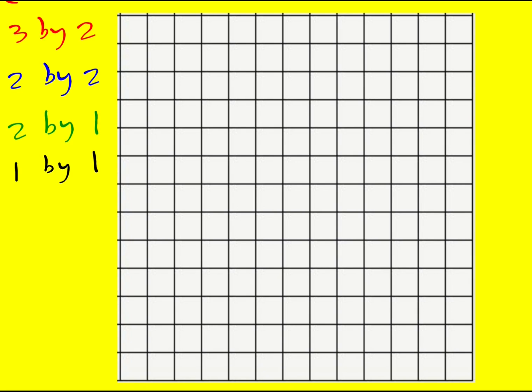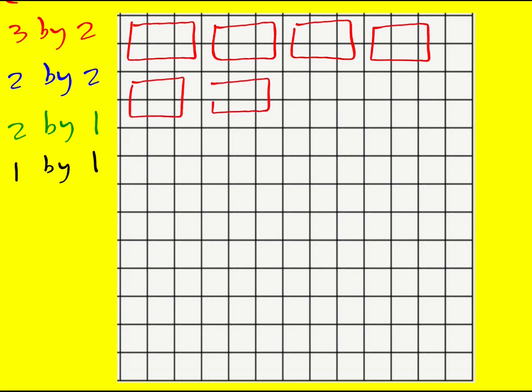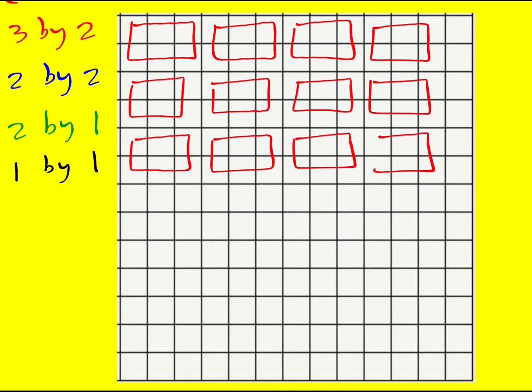Right, I'm going to start by trying to fit the larger rectangles in. It's going to make sense to do that rather than try and fit all the smaller ones in and then hope that the larger ones fit. So here we go. 1, 2, 3, 4, 5, 6, 7, 8. Like you can see, I can put the 2x1s or the 1x1s down here. 9, 10, 11, 12, 13. Done. Right, next 2x2s.